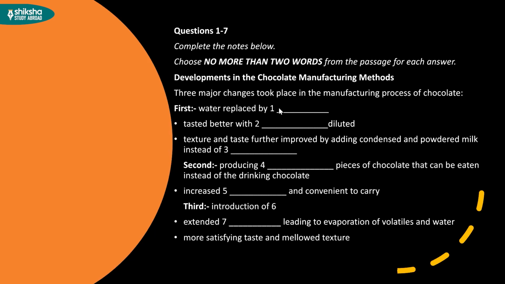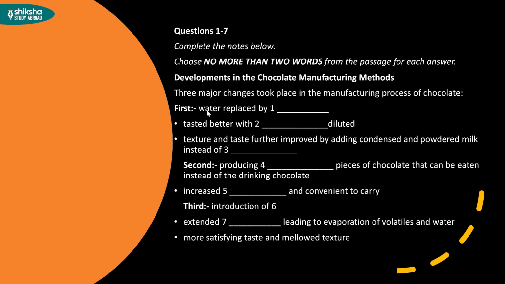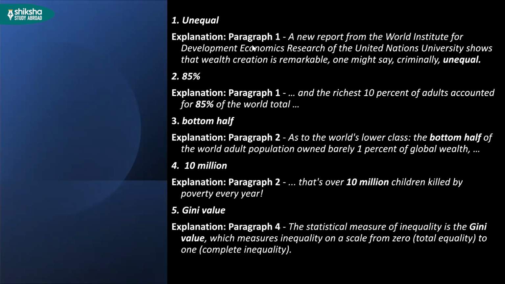First is: water replaced by dash. Let's see what answer they have given for this. Unequal. So let's write down: water replaced by unequal. Explanation: a report from the World Institute of Development Economics Research for the United Nations University shows that wealth creation is remarkable, one might say criminally unequal. So this is how they have concluded the answer for this kind of question.